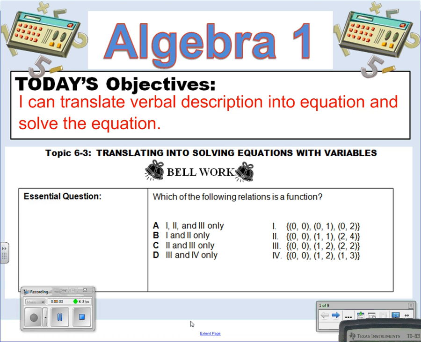This is topic 6-3, translating into solving equations with variables. Our objective for today is I can translate verbal descriptions into equations and solve the equation. To make an essential question, we're just going to ask, how can I translate verbal descriptions into equations and solve the equation?